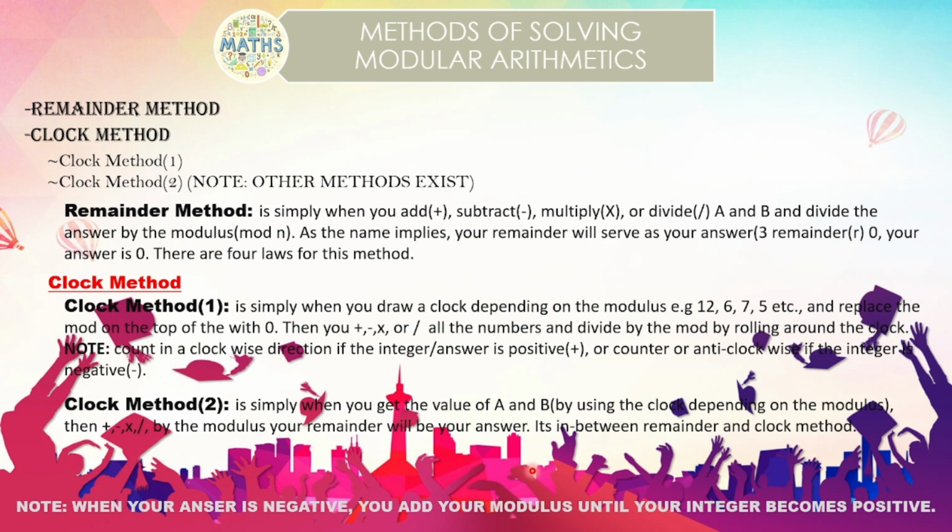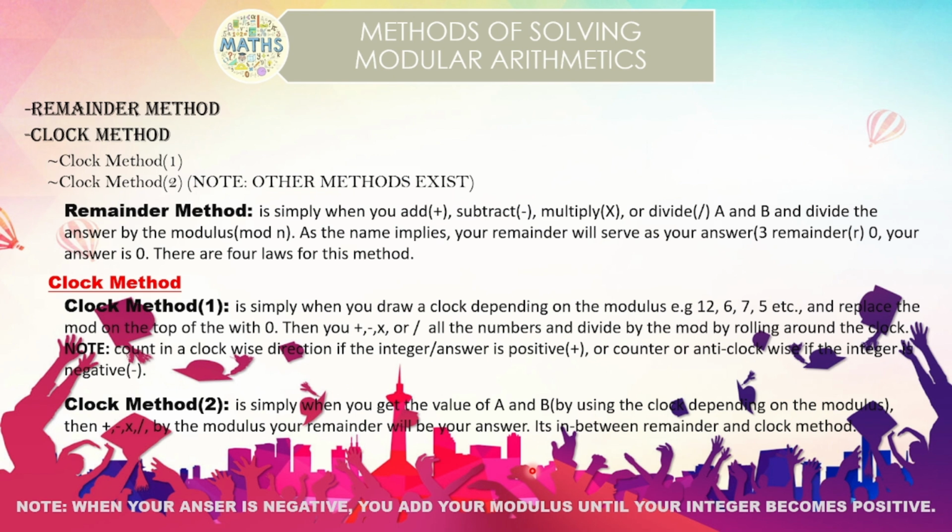Remainder method is simply when you add, subtract, multiply, or divide a and b, which are numbers, and divide the answer by the modulus, which is a specific number like modulus 8, 9, or 10. As the name implies, your remainder will serve as your answer. For example, if we have 3 remainder 0, our answer will be 0. There are 4 laws guiding this method, which will be covered in the remaining aspects of this video.